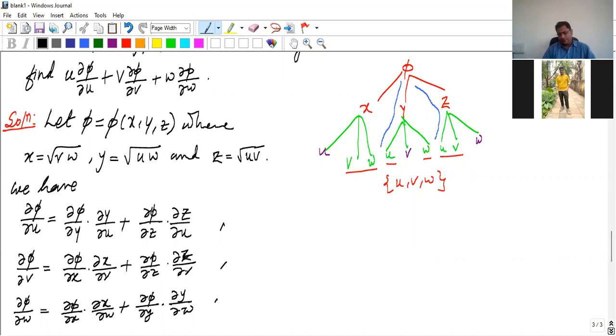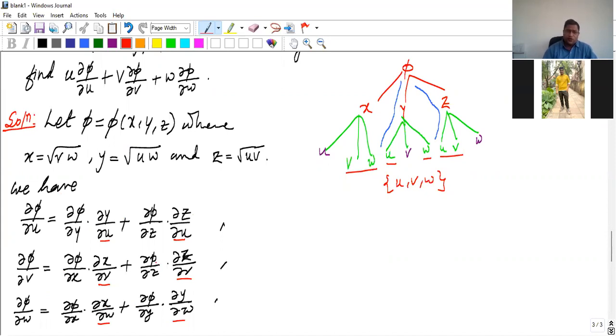Now these are the derivatives that we have to find. Out of these, the derivatives which are possible are ∂y/∂u, ∂z/∂u, ∂x/∂v, ∂z/∂v, ∂x/∂w, and ∂y/∂w. So these are the 6 derivatives which are possible. Let us calculate them. We calculate the derivative of phi with respect to u and multiply it by u, the derivative with respect to v and multiply it by v, the derivative with respect to w and multiply it by w, and then we add them. To find these, we need to find these 6 derivatives first.